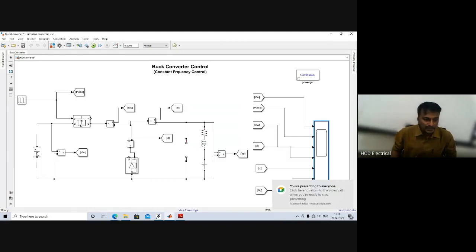Now, here I am going to explain this constant frequency control. In this simulation, we will come to know why a capacitor is used in the output voltage, what is the use of continuous and discontinuous conduction, what is meant by discontinuous conduction, and how the output voltage behaves with the effect of duty cycle variation.